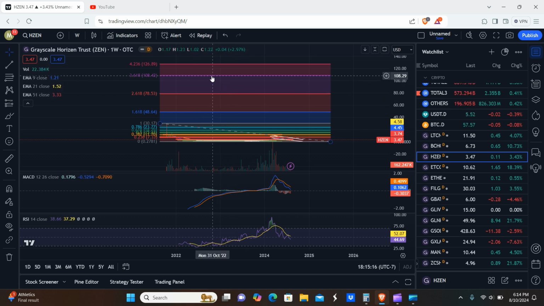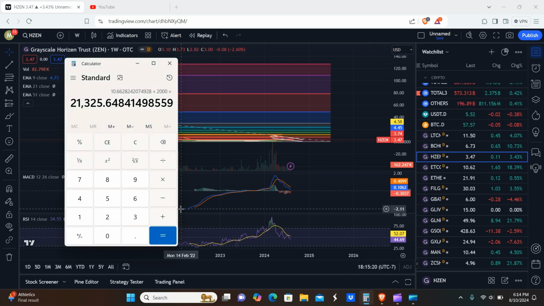So 49, 78, 109, and 127 respectively here. So 127 divided by 347, I'll just call it 350, is pretty huge. So 36x. And again, that's a relatively small amount of money right there. So 72K.